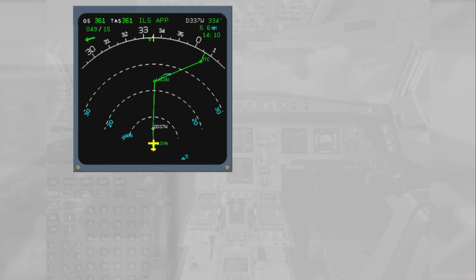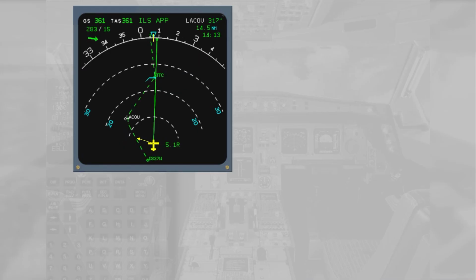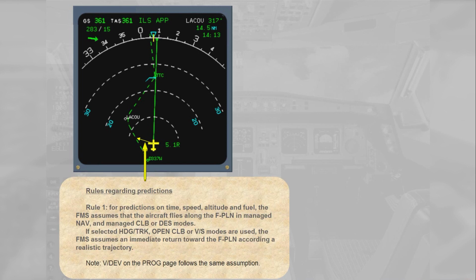Rules regarding predictions. Rule 1. For predictions on time, speed, altitude and fuel, the FMS assumes that the aircraft flies along the flight plan in managed navigation and managed climb or descent modes. If selected heading or track, open climb or vertical speed modes are used, the FMS assumes an immediate return toward the flight plan according to a realistic trajectory. Note, VDEV on the PROG page follows the same assumption.